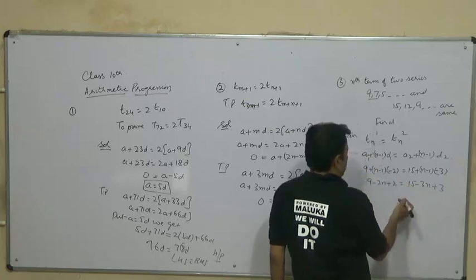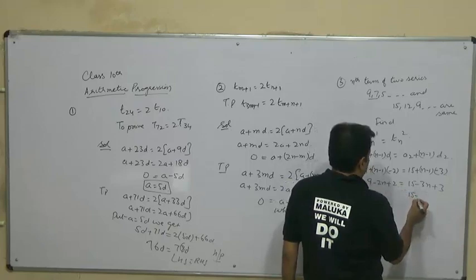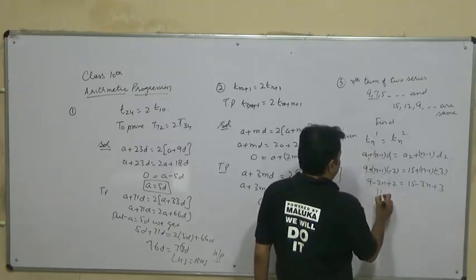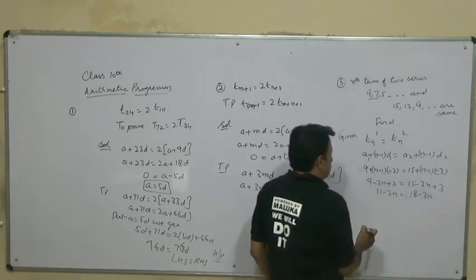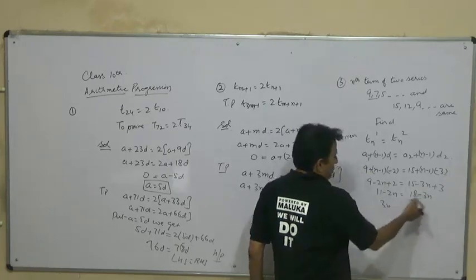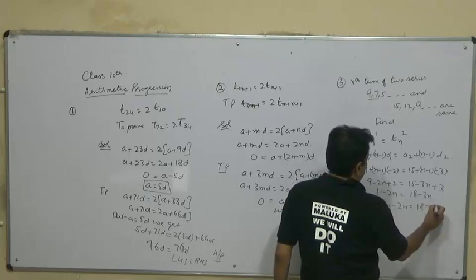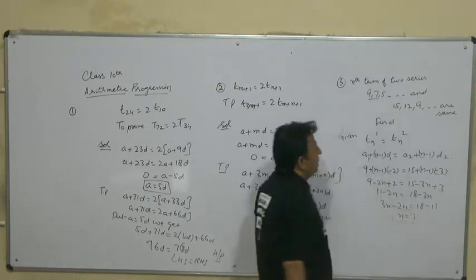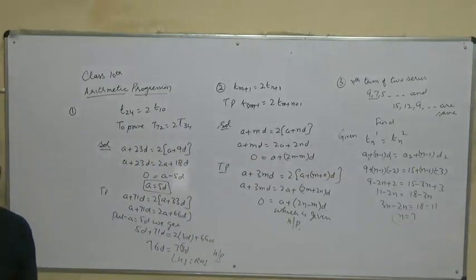So this will be your 15 minus 9. Okay, we take this to 11 minus 2n is equal to 18 minus 3n. Okay, so this will be 3n, this will come and become positive, minus 2n, 18 minus 11. So this will be n is equal to 7. Value of n will be 7 here. Okay, then we move to the next part, but before that I will rub this part.